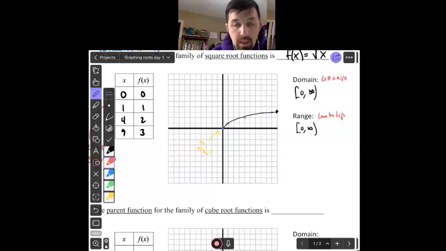Okay? So left to right, low to high, we're doing domain range. I do want to talk about just another function real quick. This is not a parent function, okay, but it's just that reflection. I just want to show you guys that real quick.